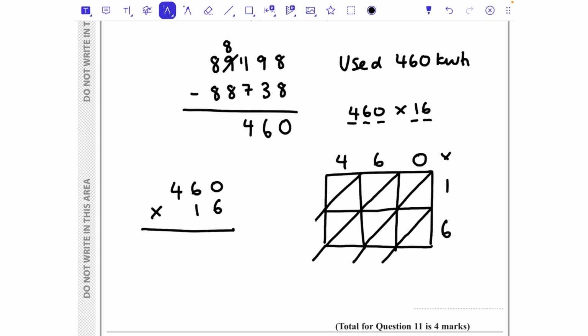Okay, so let's go to the traditional method first, traditional column method. 6 times 0 is 0. 6 times 6 is 36, so 6 carry the 3. 6 times 4 is 24, add the 3 is 27.